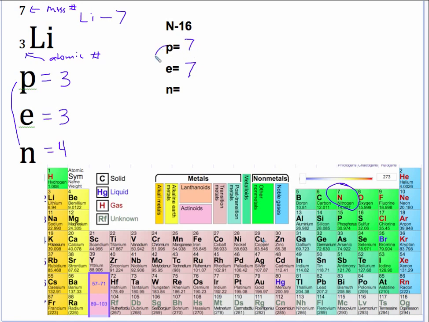All right? Now you got to think, protons plus neutrons, if we added those two together, they have to equal the mass number, which is 16. So what number plus 7 equals 16? And the answer is 9. All right? Protons plus neutrons equal the mass number.